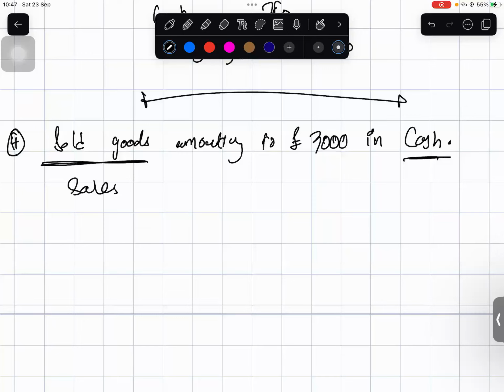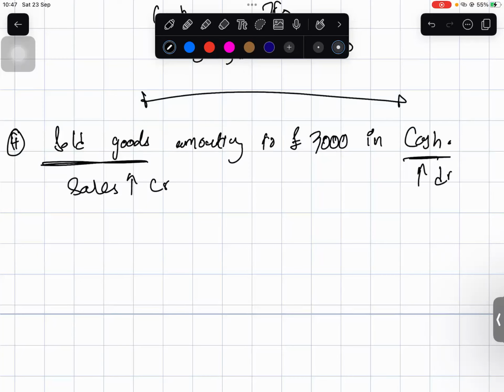So sales account is increasing, I think, so you credit it, and then cash is debited. It is also increasing, so you debit it.